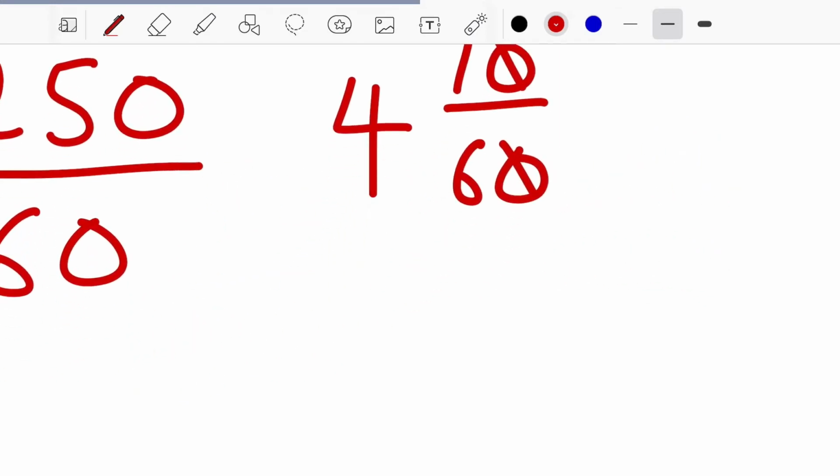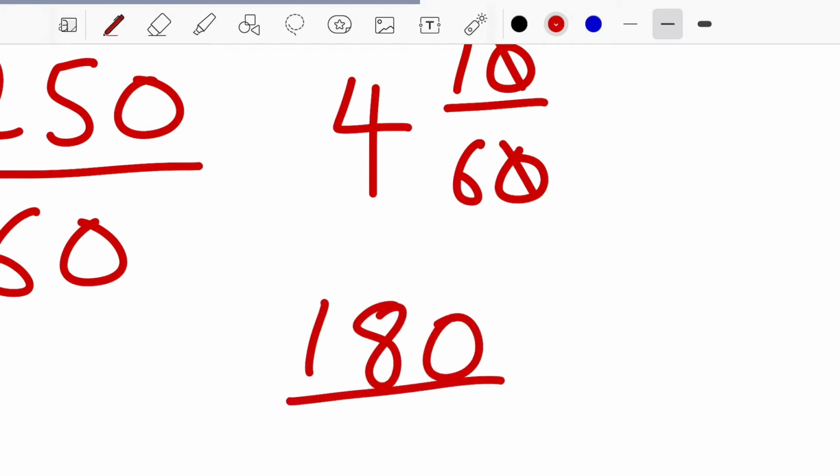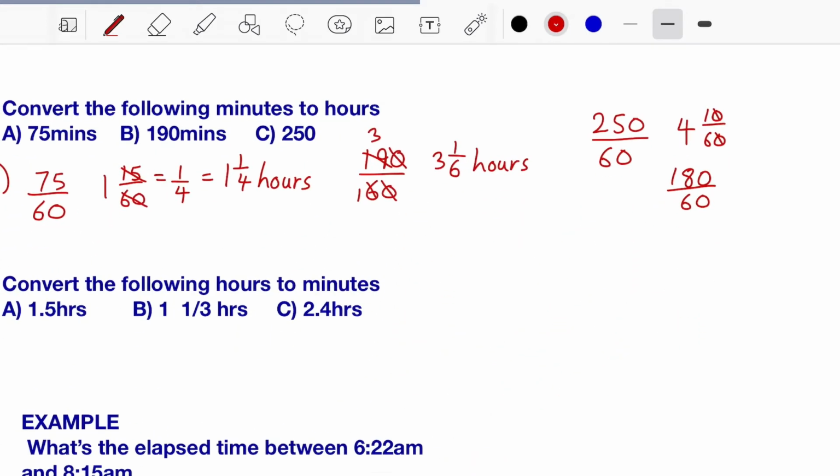So let me give you another example. If we ask how many 60s we have in 180 minutes, well, that's simply 3, because 60 by 3 is 180.